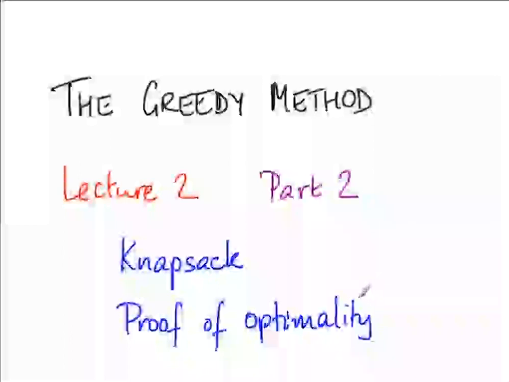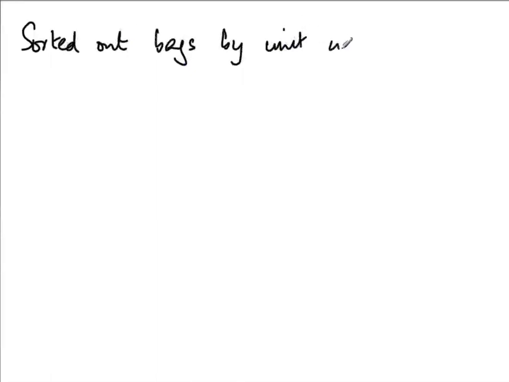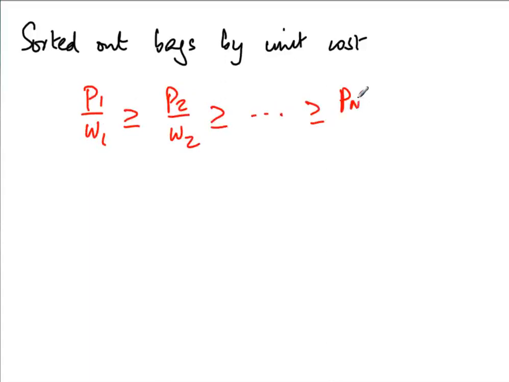So let us now show that our greedy strategy for knapsack is in fact optimal. Remember that we have sorted our bags by unit cost. So we can assume that our bags are in order such that P1 by W1 is bigger than P2 by W2, which is bigger than P3 by W3, and so on. And the smallest unit cost is the last bag in our selection.